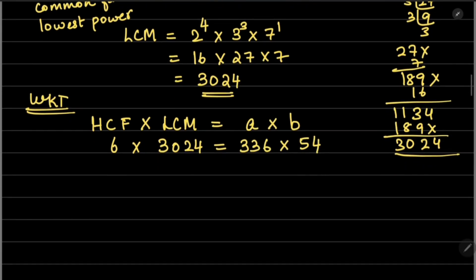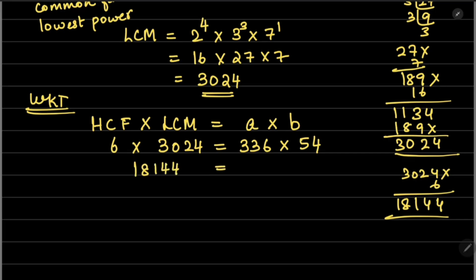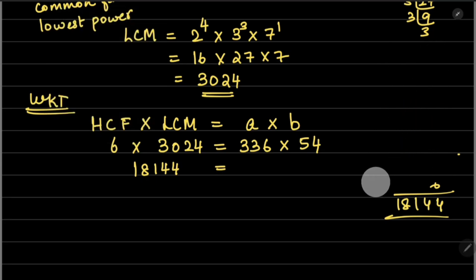So if you multiply 3024 multiplied by 6, what do you get? 6 4s are 24, 4, 2, 6 2s are 12, 13, 14 and then 6 3s are 18. So you get 18144, right? And then let's just multiply. I'm just going to rub this rough side so that I get some space.